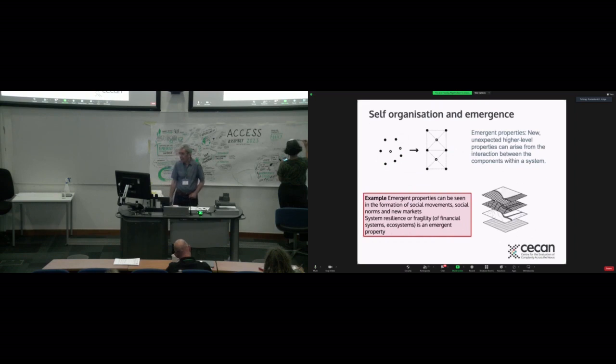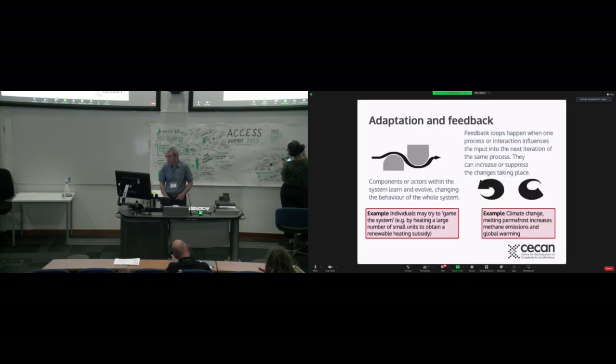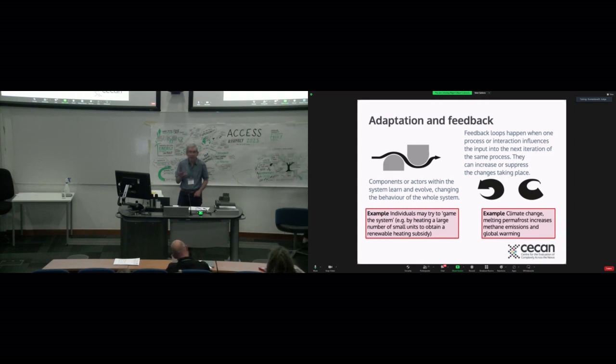Self-organisation as an emergence I mentioned already. So here's another example where formation, social movements, social norms and new markets, all of which emerge from the interaction of individuals or organisations. Adaptation and feedback. Here's a couple of examples of that, where actors or components in a system may adapt to the situation in which they're found in unexpected ways, sometimes desirable and unexpected, but sometimes undesirable ways.